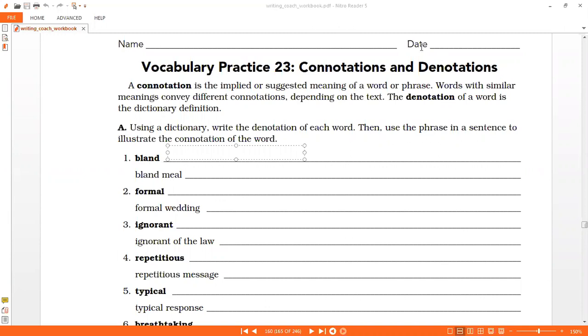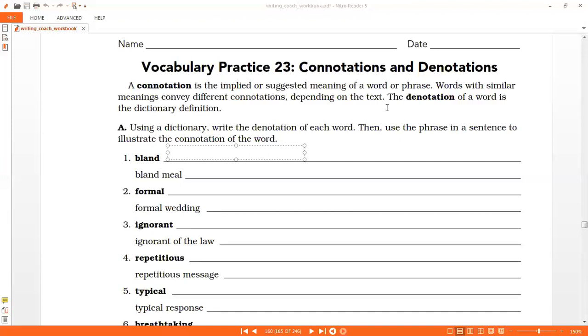So, today we are having vocabulary practice 23, connotations and denotations. A connotation is the implied or suggested meaning of a word or phrase, it is the underlying meaning. It is not the literal meaning that you can find in the dictionaries. Words with similar meanings convey different connotations. Different words will have different connotations depending on their context or their usage in sentences, depending on the text. And the denotation of a word is a dictionary definition which you can find in dictionaries.